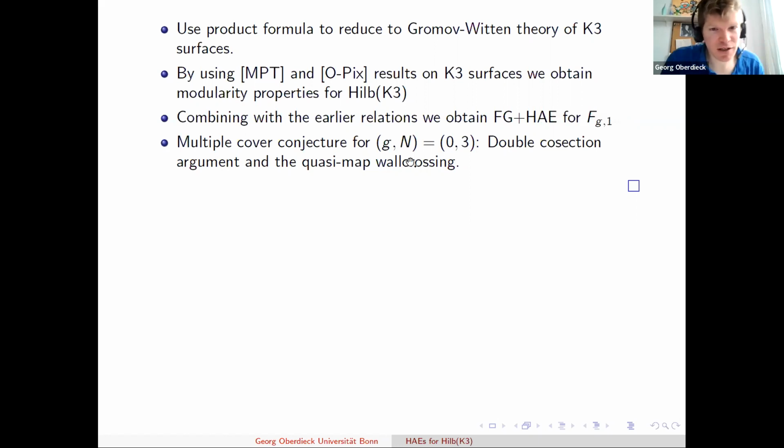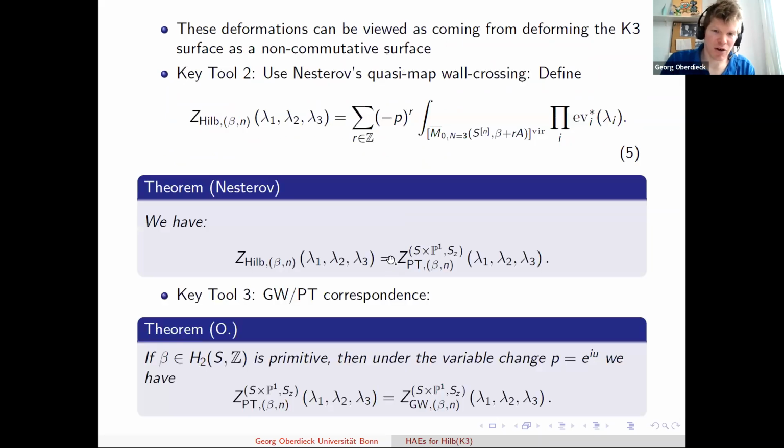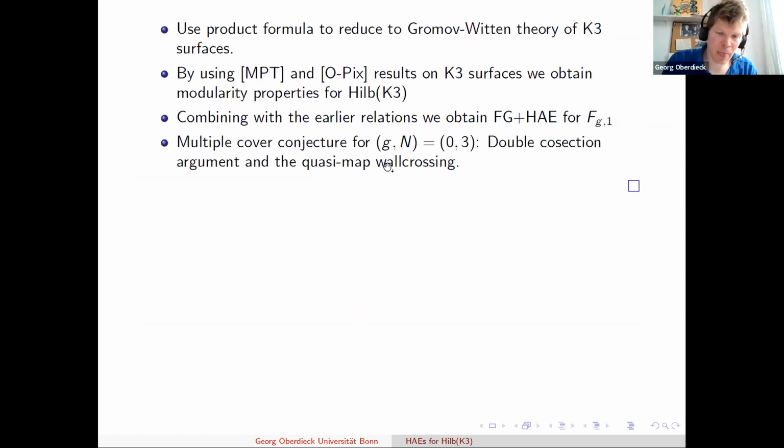And the multiple cover conjecture again kind of uses also this wall crossing, but from there it uses certain technical arguments in Pandharipande-Thomas.